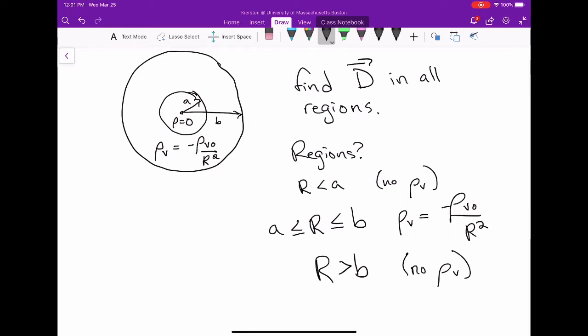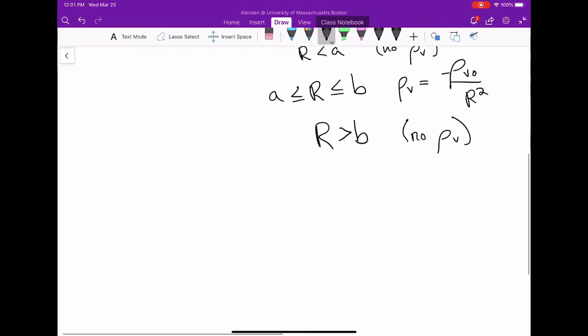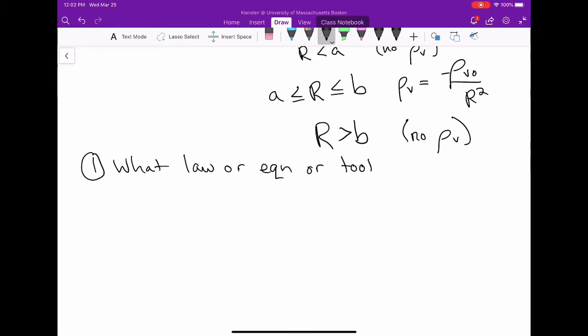Let's go through the steps of how to solve this problem. First of all, what law or equation or tool can we apply? Now, we sort of gave it away with what I said at the very beginning of this example. This is a Gauss's law problem.